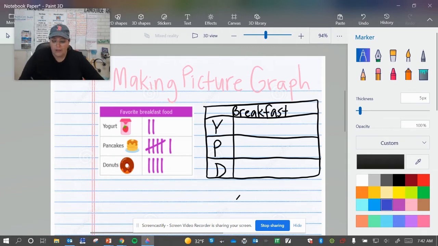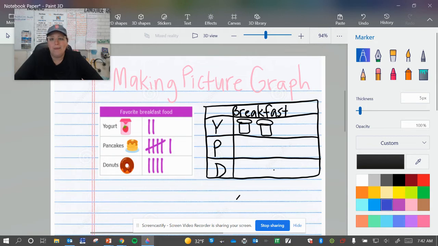So our goal here is to turn these tally marks into pictures, and we're just going to draw one picture per tally mark. So for yogurt, we're going to draw just a little container with a lid like that. And there's 2 tally marks. So I'm going to draw 2 containers. Container with a lid. Okay. There's my pictures of my yogurt.